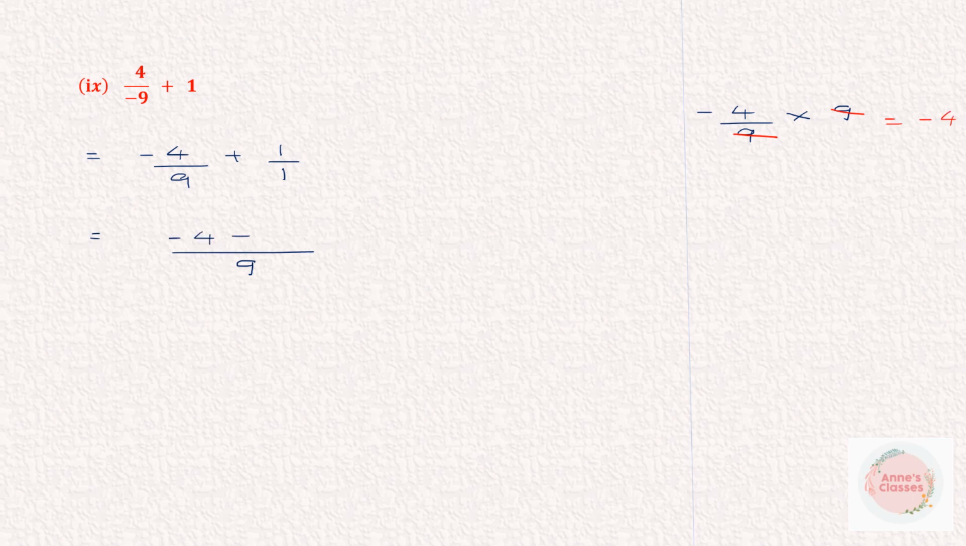Minus 4 plus, take the other one, 1 by 1 into 9. So this becomes 1 9s are 9, 9 by 1 which is 9. So here we just have to write 9 here. Now the signs are different. Minus 4 plus 9. Put the sign of the bigger number. That is plus. Now subtract 9 minus 4. It is 5. 5 by 9. So what is our answer here? 5 by 9 is our final answer.